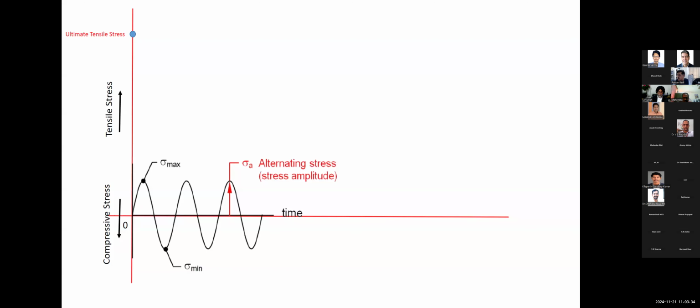I request everyone to mute their microphones because somebody's microphone is on.